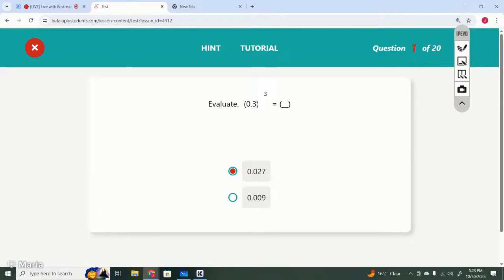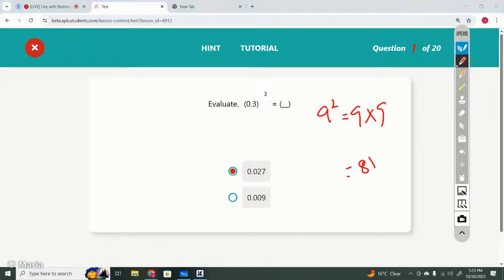0.3 exponent 3. So that means you need to multiply 0.3 times 0.3 times 0.3. So which is the correct option?